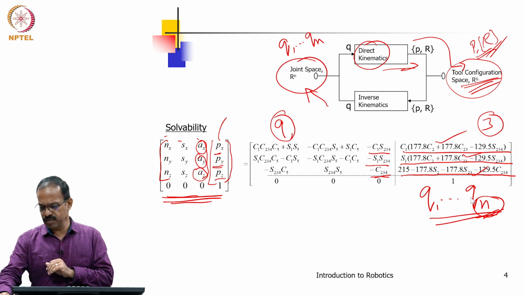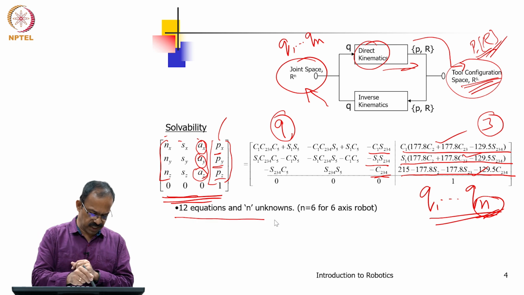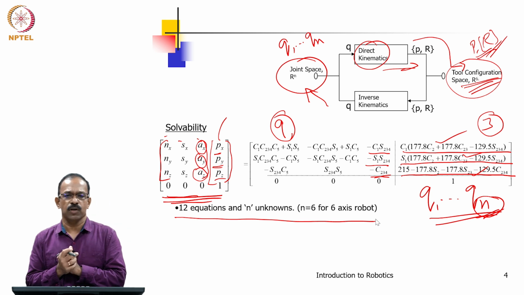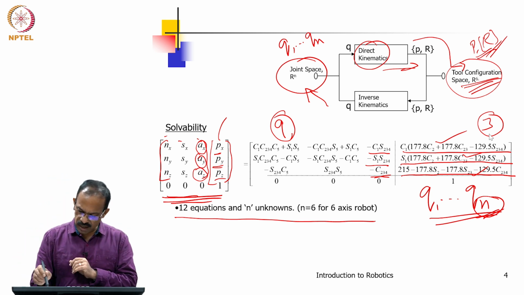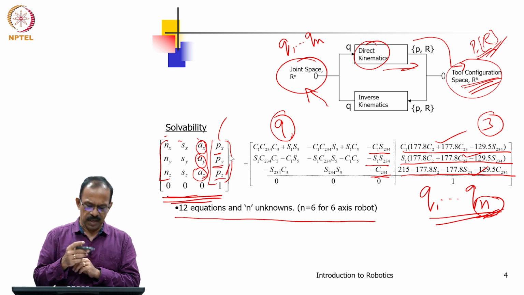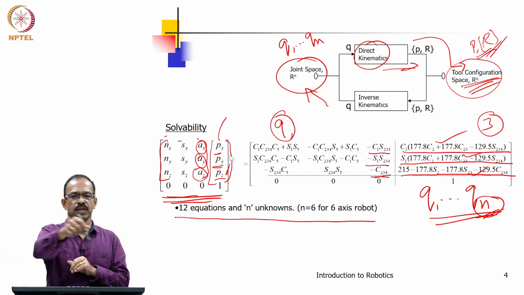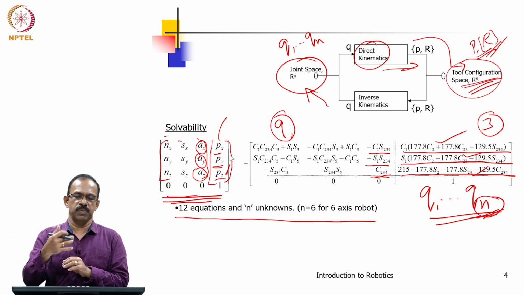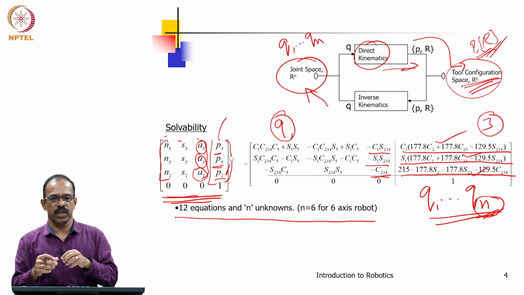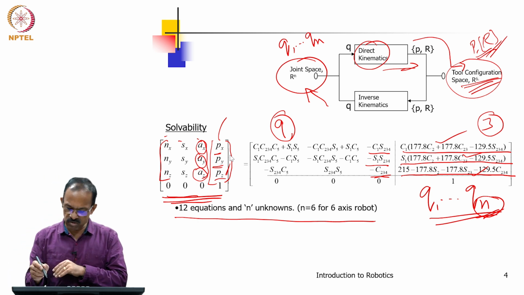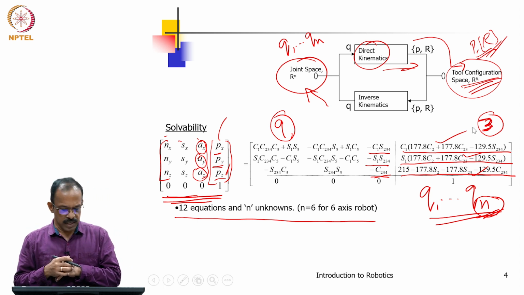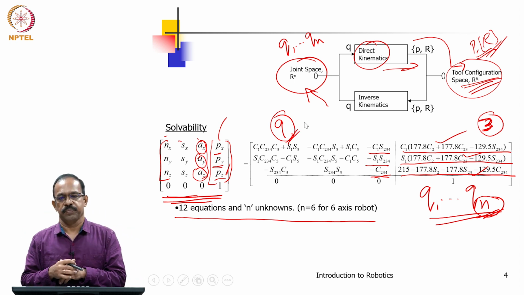But if you look closely at this, there are 12 equations and n unknowns, with n equal to 6 for a 6 axis robot. But if you look closely at these 3 equations, Px, Py, Pz, they are independent, because you can place the end effector anywhere in the XYZ space within the workspace. So, for Px, Py, Pz, there is no direct relationship; wherever you want to place it, you can place it. So, these 3 equations are independent, but these 9 equations are not independent.